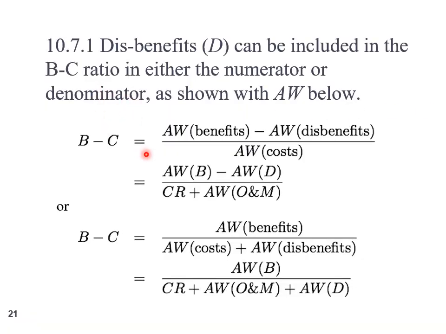In some cases, we also include disbenefits in the formula. So in the previous example, we have the benefits and costs, but no associated disbenefits. But we can also include these disbenefits, and we can include them in different ways. For example, we can include it as a negative in the numerator, okay, subtract these disbenefits from the benefits. So we have this annual worth if we use the annual worth. So this is the conventional method.